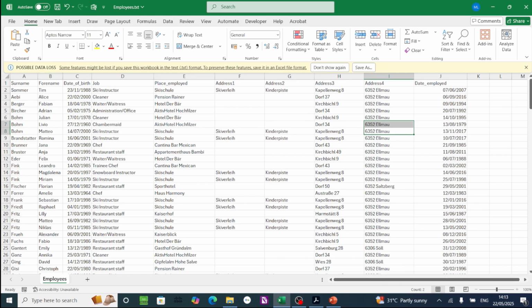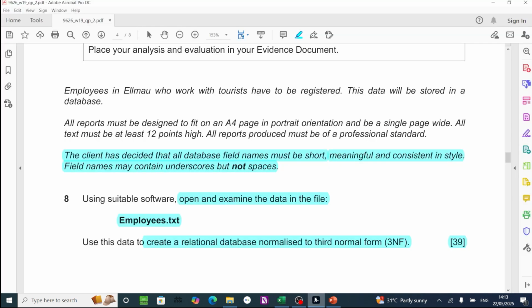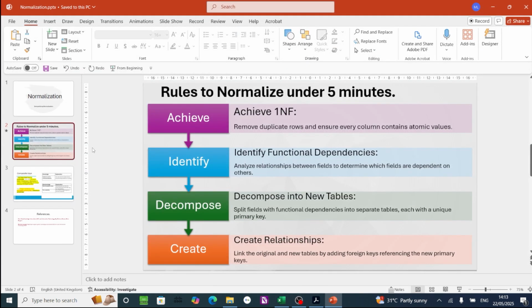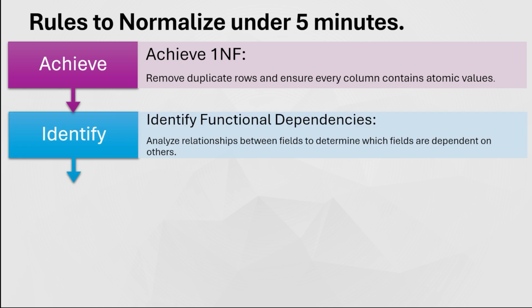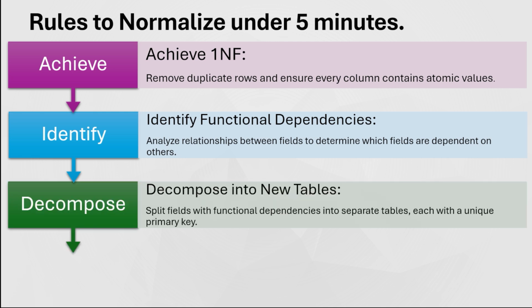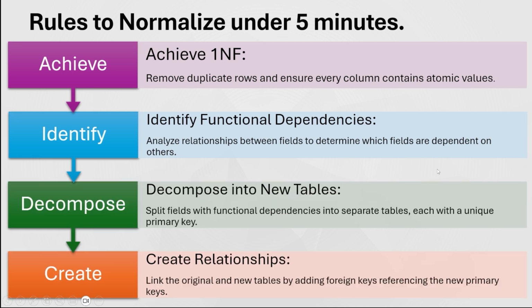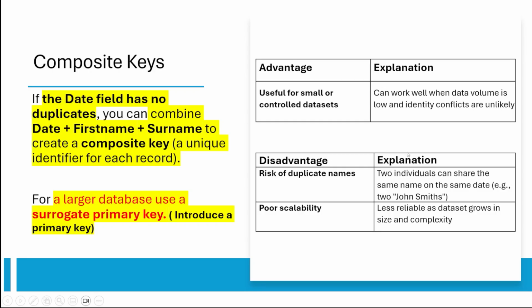Now, the next thing to do is to go through this file to see if it is established in 1NF. So we're going to basically make use of this rule here, which can help you to normalize in 5 minutes. So here we have 1NF. We need to achieve 1NF, identify functional dependency, decompose a table, and then we create relationship, right? And then again, in this table, we have some data types which I want us to look at.